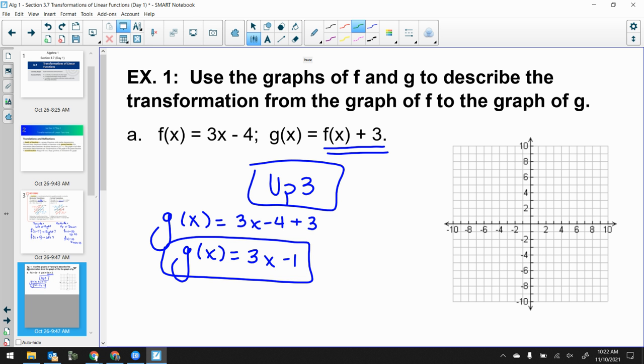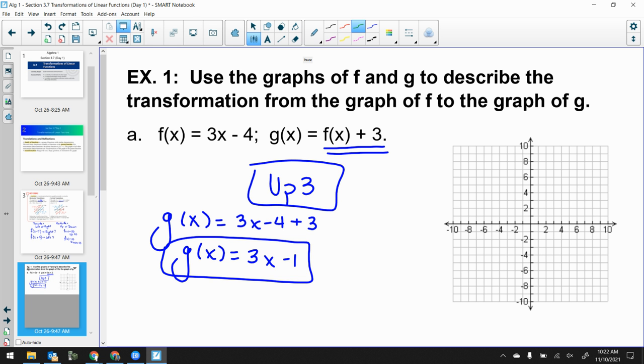I would strongly recommend you graph both functions, but use colors, just like I'm doing here. I would strongly encourage you to graph using colors. If you're not graphing using colors, just graph the new. Just graph the g of x.